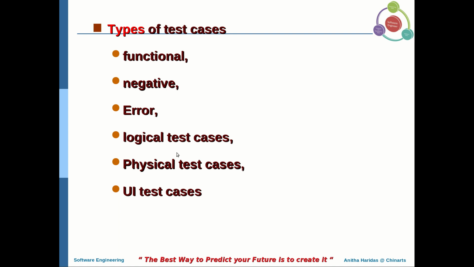Then in the logical test case, what do you do? You will be testing the sorting process with merge sort. You test the sorting process with quick sort. Like that, you can have different logical test cases. Then physical connectivity, etc. Then the user interface. So these are the different types of test cases you can have in your software testing.